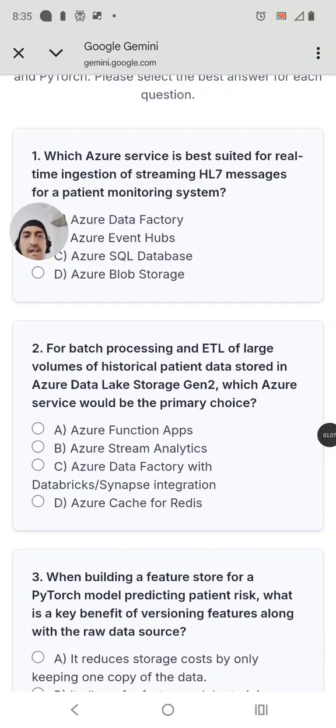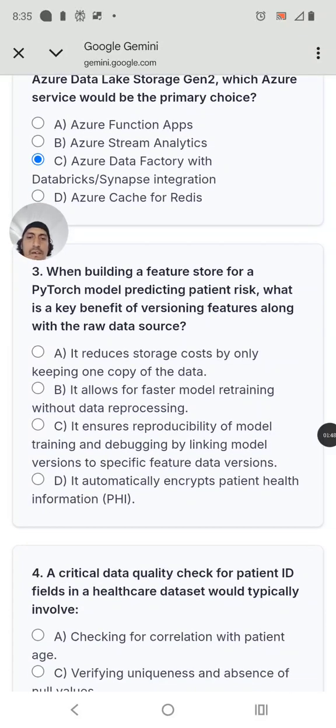For batch processing and extract, transform, load of large volumes of historical patient data stored in Azure Data Lake Storage Gen 2, which Azure service would be the primary choice? Azure Data Factory with Databricks. So we are talking about processing, and we have the data stored in Data Lake Storage Gen 2. Stream Analytics. How about Azure Data Factory with Databricks? Okay, let's see the next one.